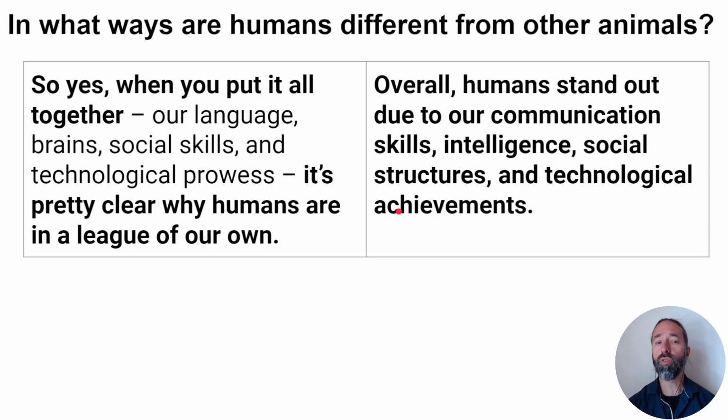Then again, overall: "When we put everything together, our brains, social skills, and technological prowess", a bit more complex, "it's pretty clear", this adverb here, "why humans are in a league of our own." Again, you're having this summary at the end, as always. So overall, yes, this is the summary at the end. So let's have a look at the next one.